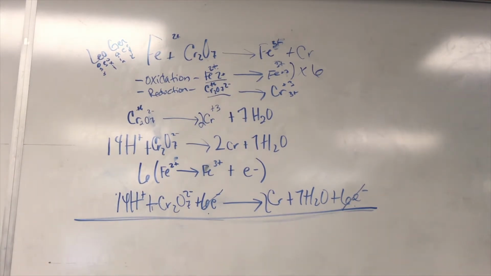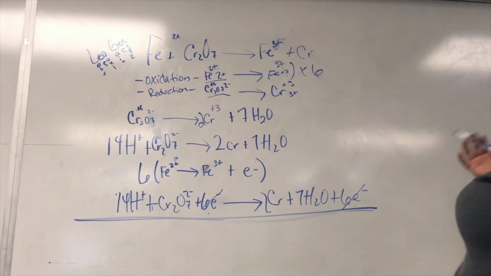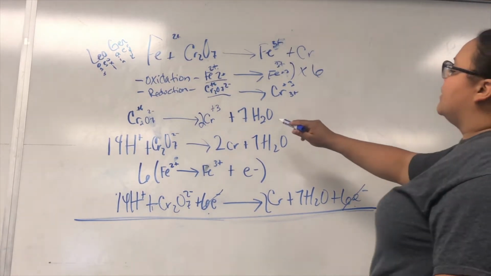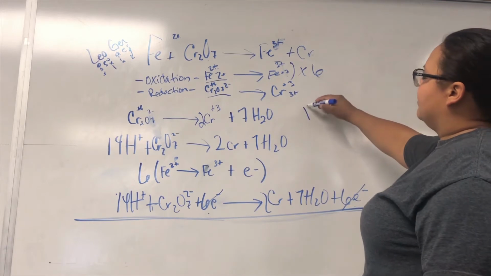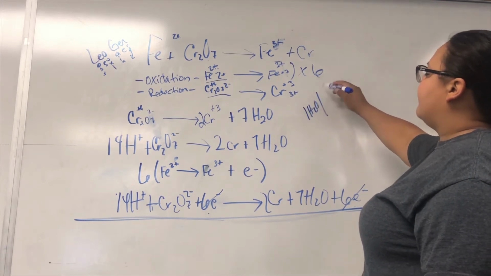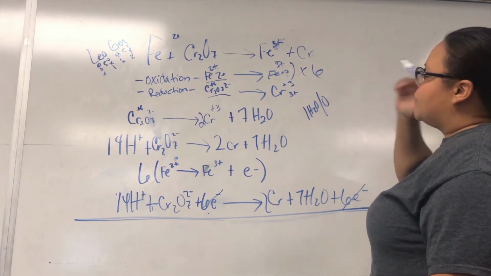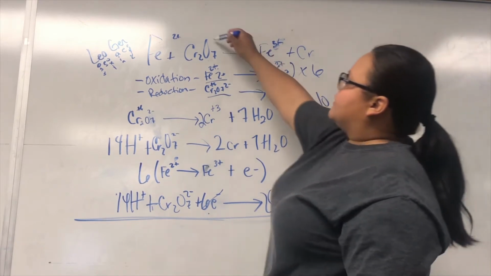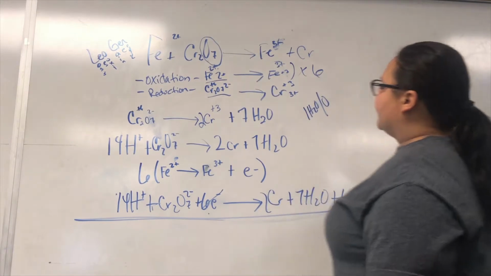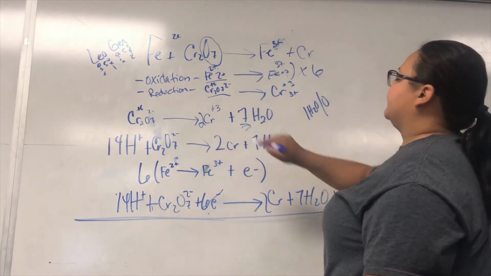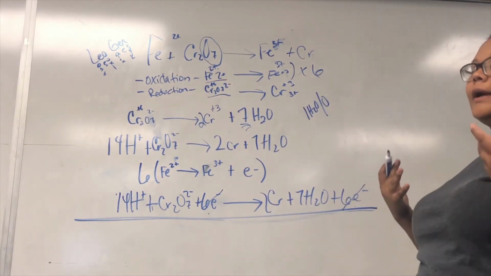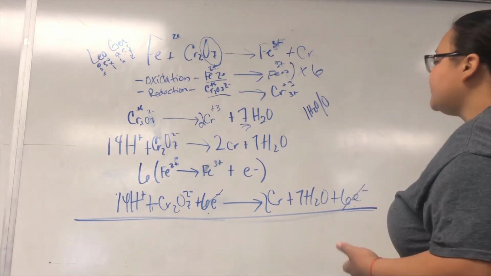So the next step in balancing the equation, we have to add 1 water molecule for every oxygen. Since here we have 7 oxygens, you can see right here, 7, we have to add 7 waters in order for it to balance out.